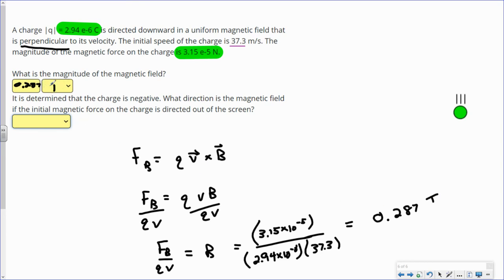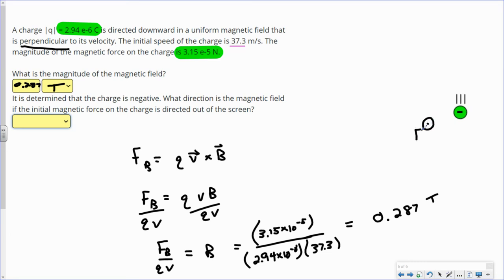0.287, and our unit for magnetic field is the Tesla. It's determined that the charge is negative, so let's put a negative here for the charge. It's traveling downwards. And what is the direction of the magnetic field if the initial magnetic force on the charge is directed out of the screen?